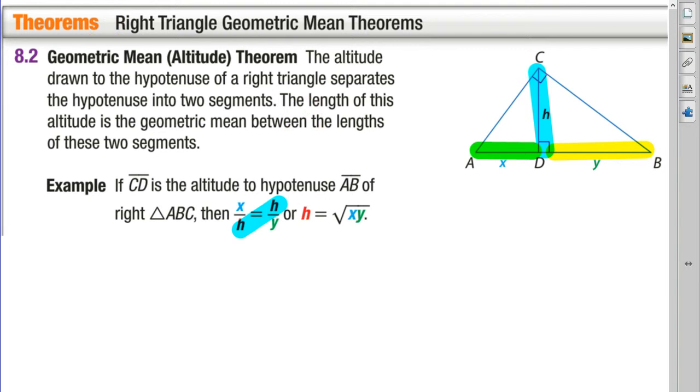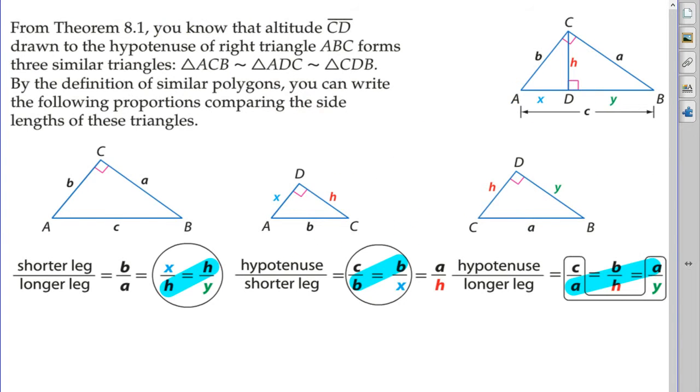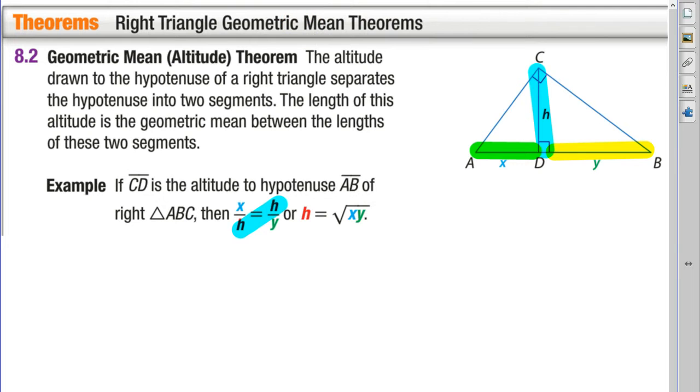It goes back again to these drawings here, but it's easier just to remember: if I'm looking at the altitude and I have the two parts, the altitude is the geometric mean of the two parts. So x over h equals h over y, or h is the square root of x times y. The next theorem, so pause it if you need to.